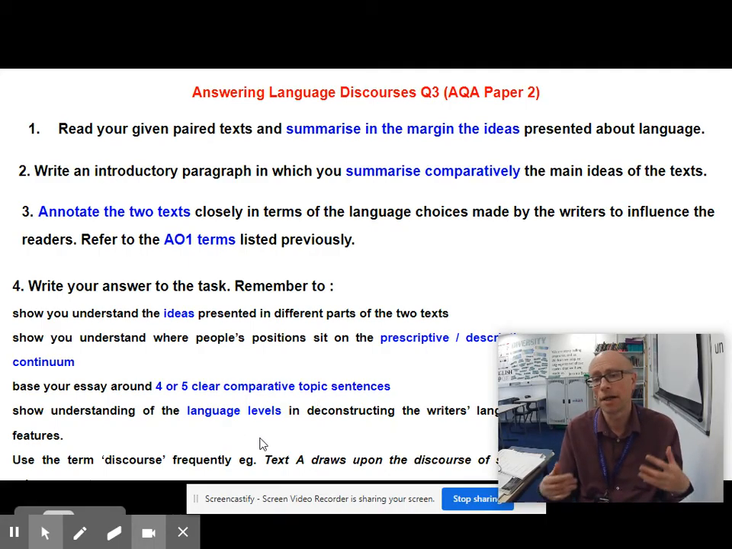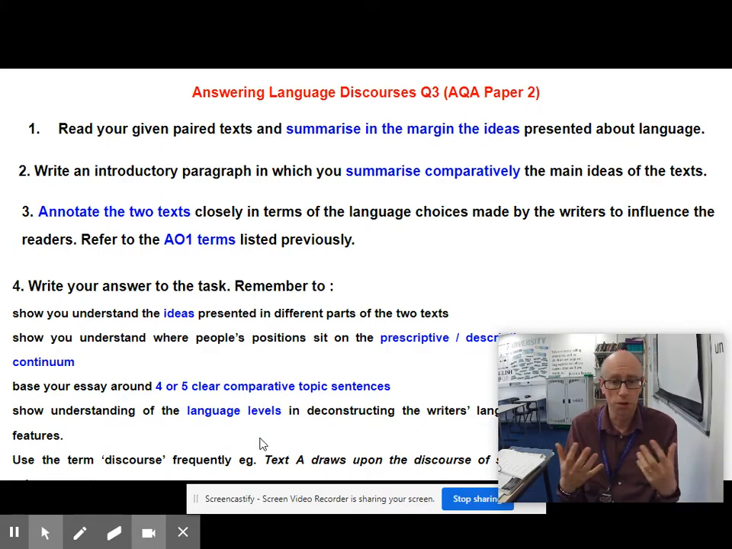And you want to be applying different language levels. So weaker responses tend to focus just in on words, where stronger responses are doing all sorts of things with different language levels. So lexis, semantics, pragmatics, but also grammar, maybe graphology, discourse, etc. So show an understanding of the range of different language levels. And then, of course, keep using this abstract noun discourse frequently. The text A draws upon the discourse of conflict, for example.